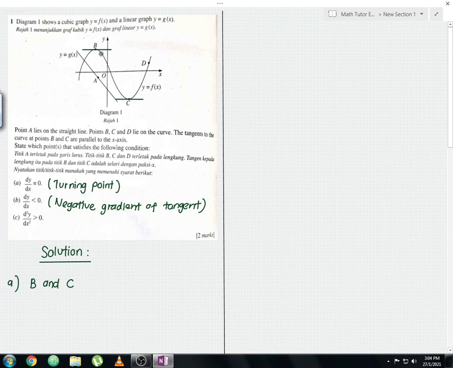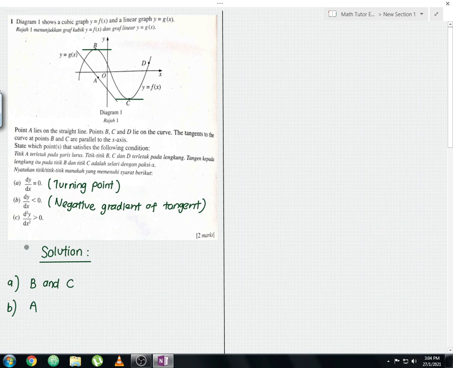In this case, points B and C are not possible because they do not have a negative gradient. How about point D? Point D also is not possible since it has a positive gradient of tangent. So in this case only point A is possible since it has a negative gradient of tangent. So from here the solution for part B will be point A.